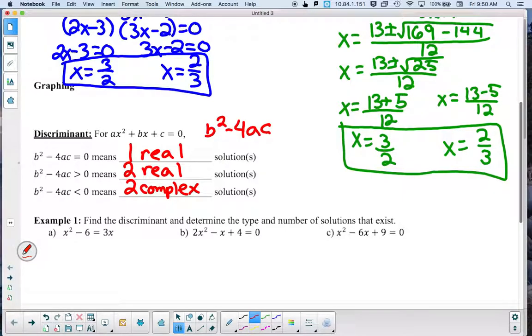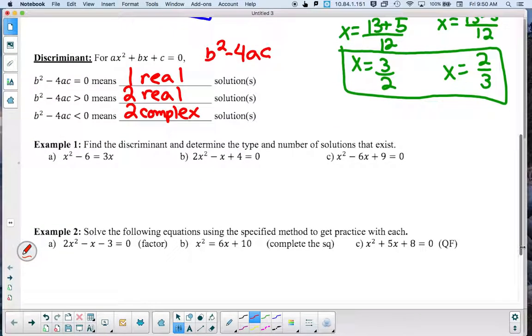And so we'll go through one of these examples of example 1, and then we'll do the rest in class. So let's look at B of example 2. So our b squared minus 4ac, in this case would be negative 1 squared minus 4 times our a value of 2 times our c value of 4. So this would be 1 minus 4 times 2 is 8 times 4 is 32. So this would be negative 31. Since this is negative, we are going to have two complex solutions.